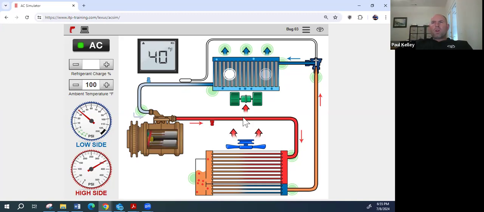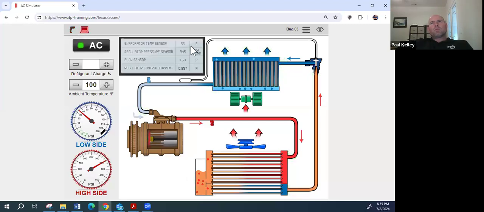And again, remember, for us to get the evaporation and the condensation, we need these at the correct pressures. If the pressure is not correct, the system's not going to work right. So we could do some other things. We could check the scan tool, look at some whatnot.